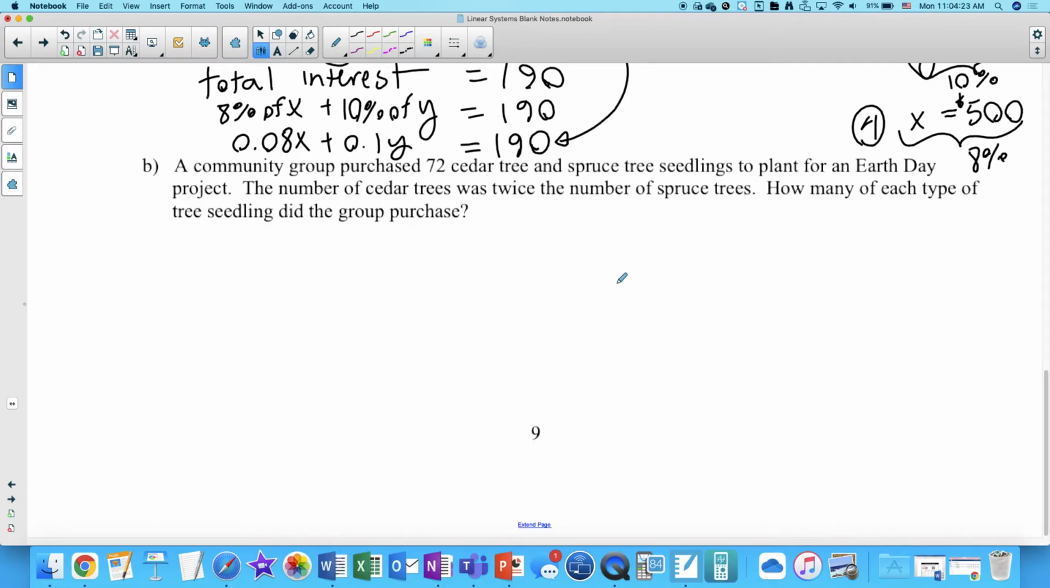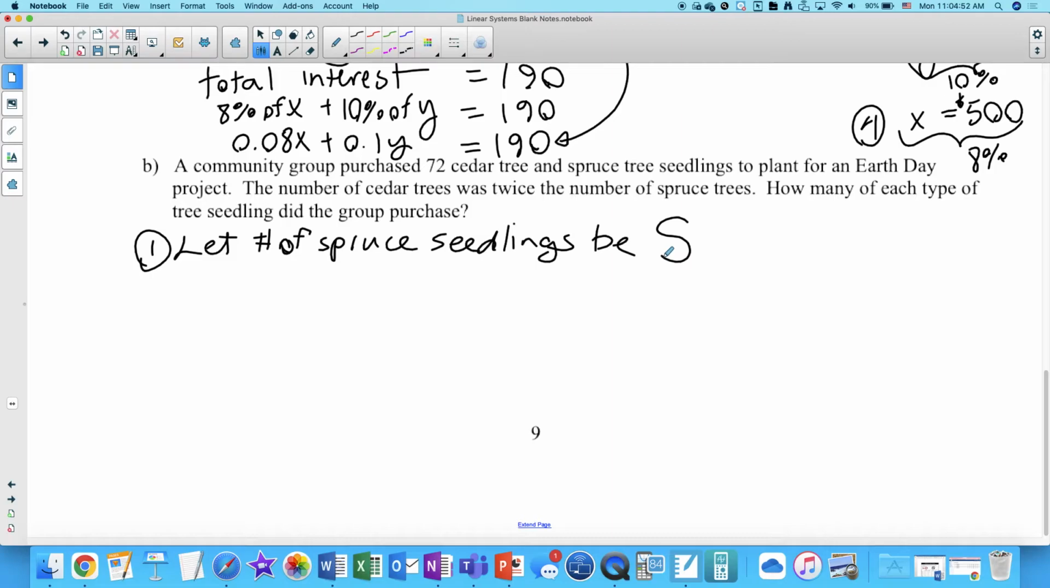Okay, so what are the unknowns here? Yeah. How many of each tree was? Yeah. How many spruce and how many cedar, right? So in step 1, let the number of spruce seedlings be S. Okay, and let the number of, what's the other kind? Cedar. Seedlings be C. Okay, so that's our first step.